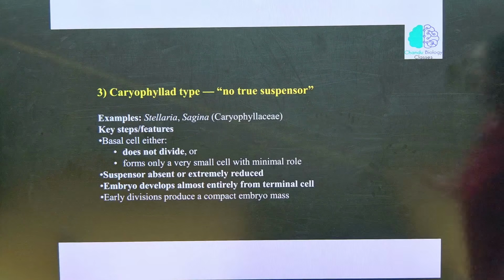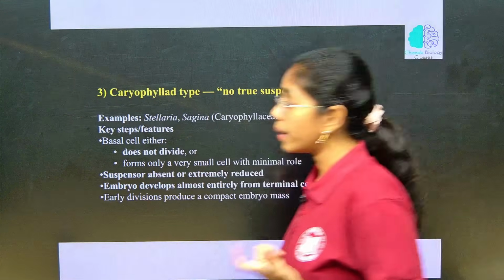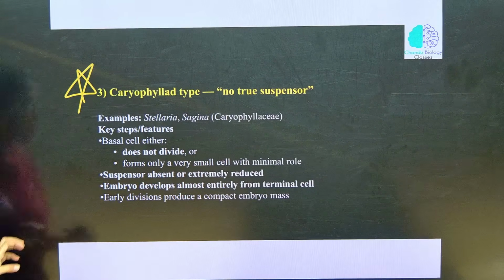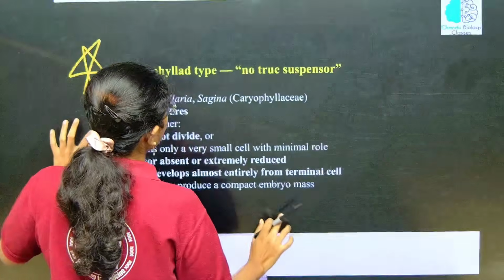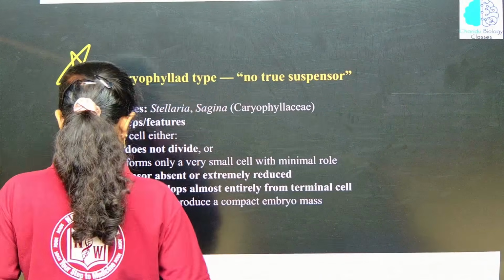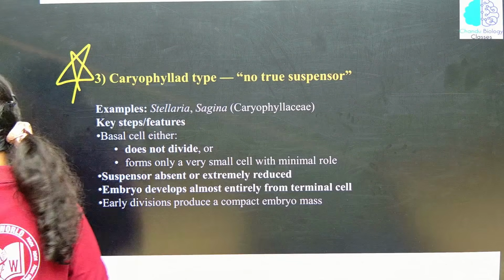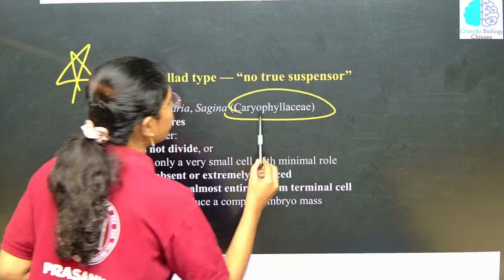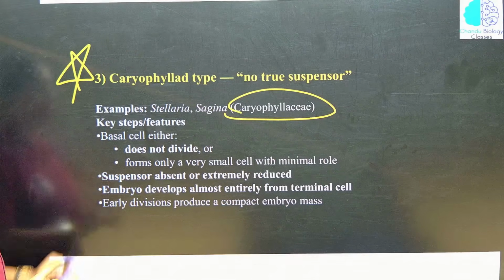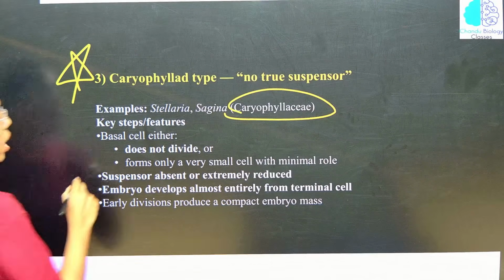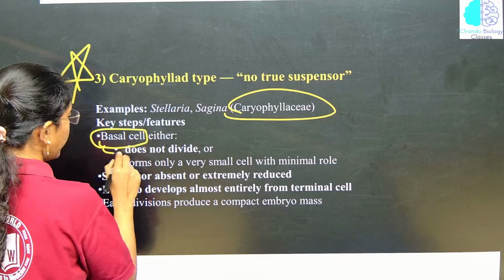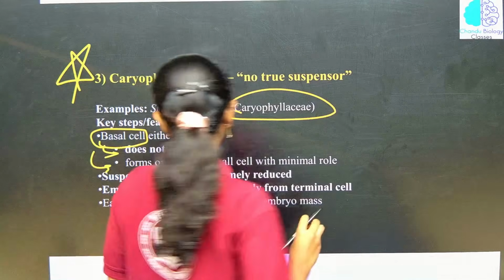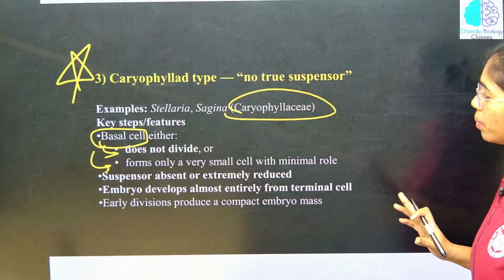And third type is caryophyllad type. Remember, many a times the questions are put on the types of embryogeny. Examples, usually you will observe this in Caryophyllaceae members. Basal cell either does not divide, or it forms only a very small cell with minimal role.